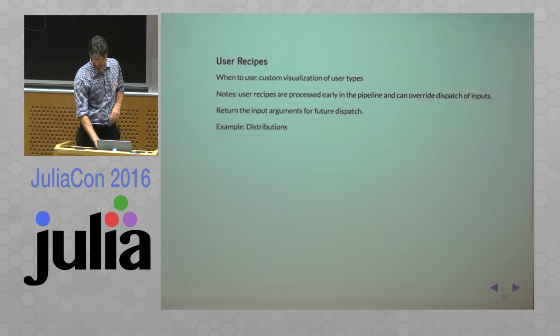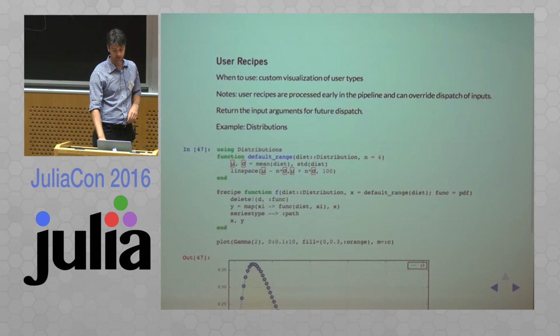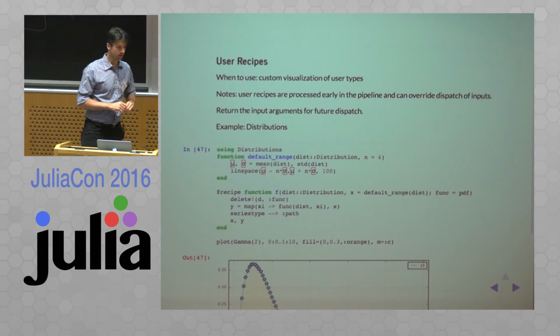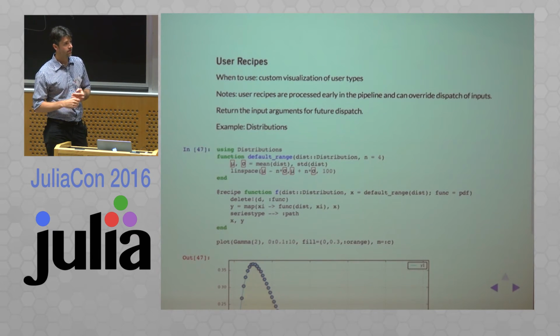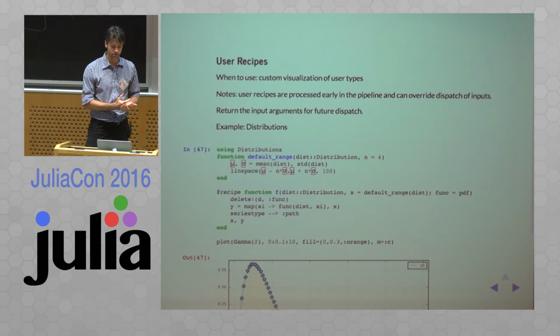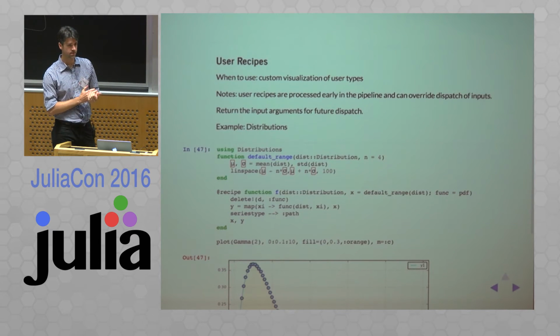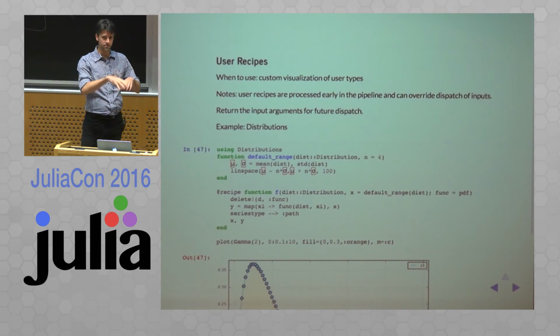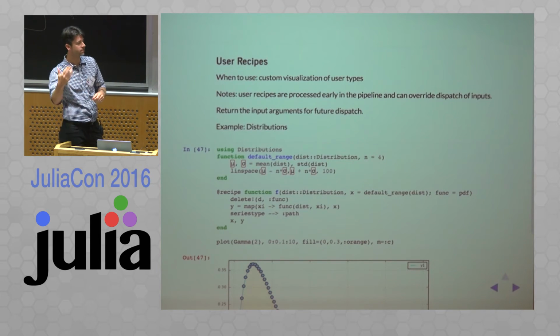User recipes are very early in the pipeline, and they'll take in essentially raw inputs. The only thing that's happened before you get to a user recipe, or before a user recipe is called, is that the arguments are pre-processed. So things like the line equals, where you can shove a bunch of attributes into one command, that'll be pre-processed into line color and those sorts of things, and aliases will be applied.